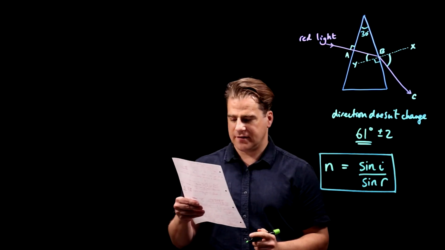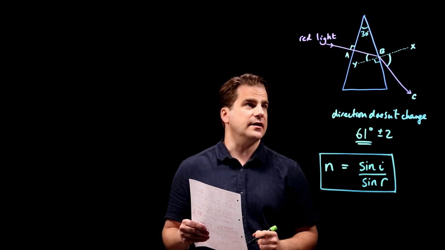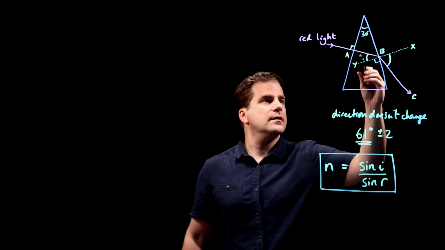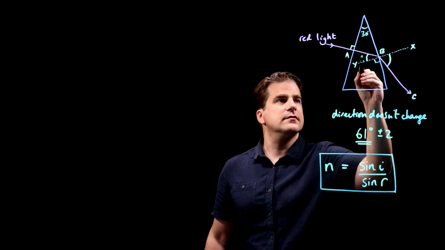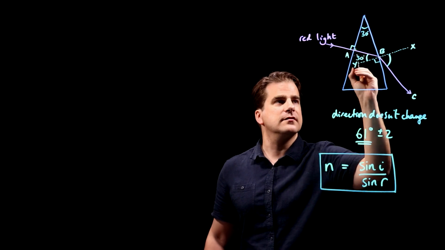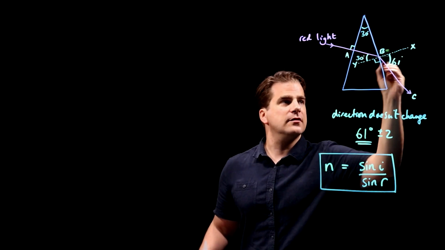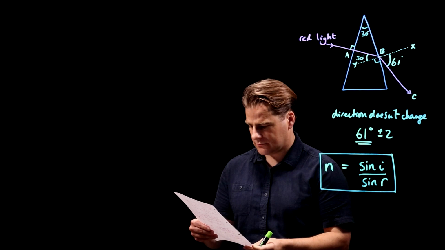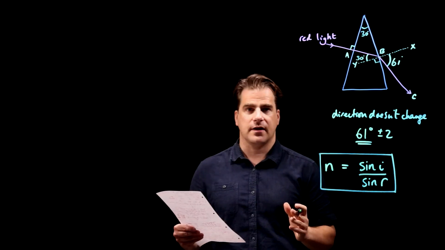Right. The angle of incidence at B is 30 degrees. Okay. So they're telling us that that angle is 30 degrees. That's 61 degrees. Calculate the refractive index. Right.